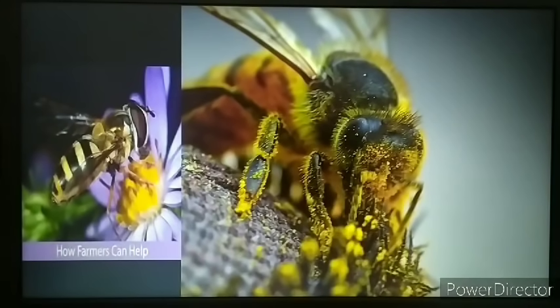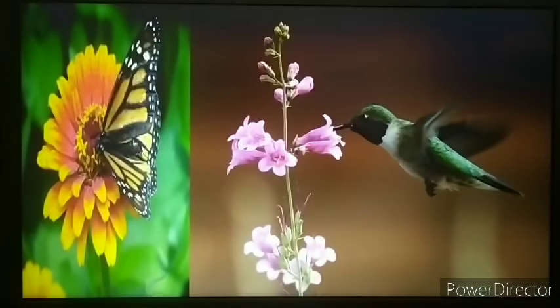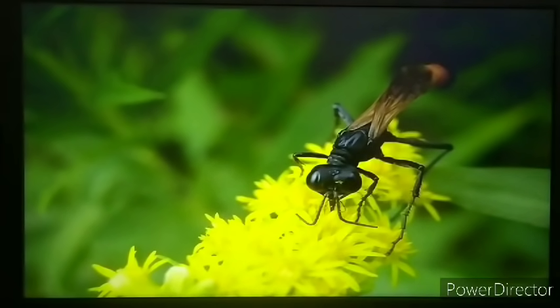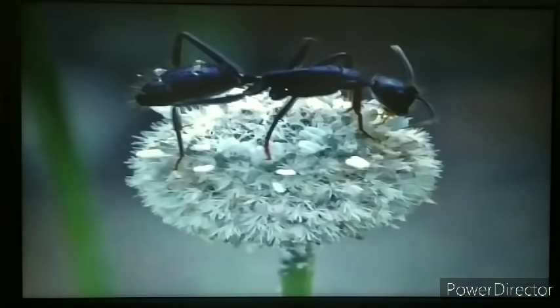Let's look at some other pollinators. Do you know what these pollinators are called? Yes, very good. The first part shows a butterfly, which is called a pollinator. And the second picture shows a hummingbird. Hummingbirds are also pollinators. Some other pollinators include wasps, ants. They all are termed as pollinators, meaning the agents for transfer of pollen grains.